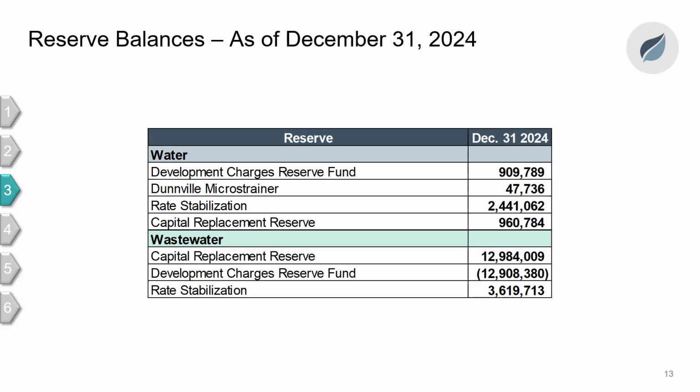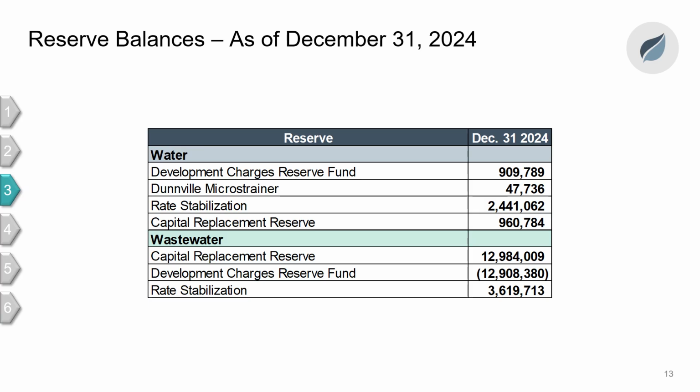With respect to the calculations, the starting point is the existing reserve fund balances. If we take a look at the water side, in the development charge reserve fund we have just over $900,000. So that's for growth-related expenditures. We do have just under $48,000 for the Dunnville micro strainer reserve, so a specific reserve for that capital project. We have the rate stabilization reserve with about $2.44 million and a capital replacement reserve with just over $960,000.